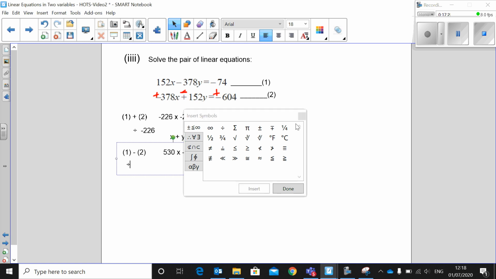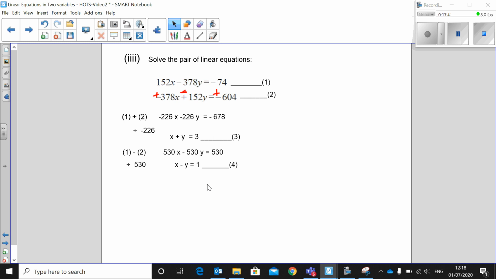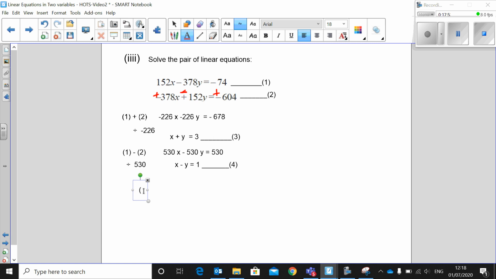Dividing by 530 gives us x minus y equal to 1. We got equation number 4. Now look into equations 3 and 4: x plus y equal to 3 and x minus y equal to 1. Let us add equation 3 plus 4, which gives us 2x equal to 4. x is equal to 4 by 2, which is 2.